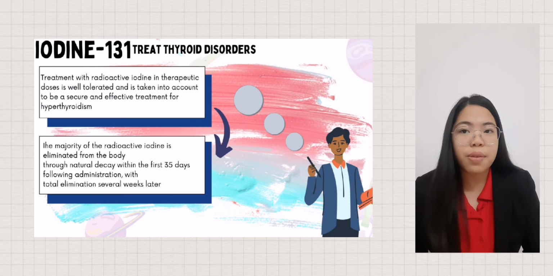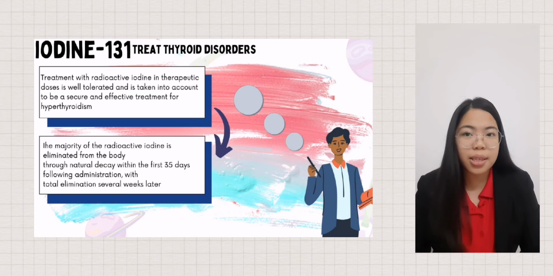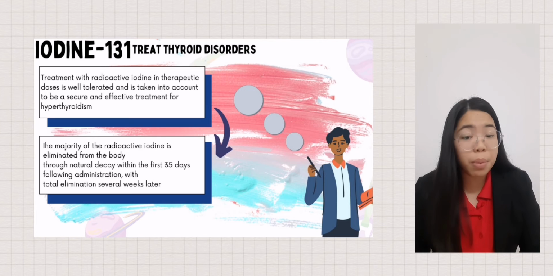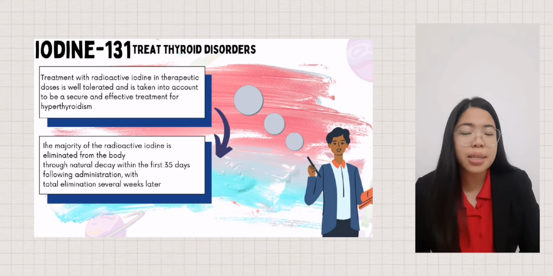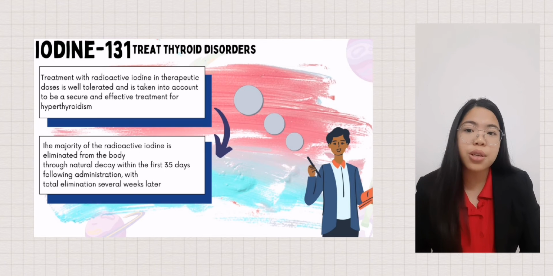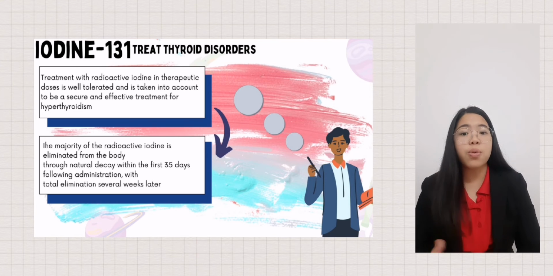Treatment with radioactive iodine in therapeutic doses is well tolerated and is considered to be a safe and effective treatment for hyperthyroidism. The majority of the radioactive iodine is eliminated from the body through natural decay within the first 35 days following administration, with total elimination several weeks later.